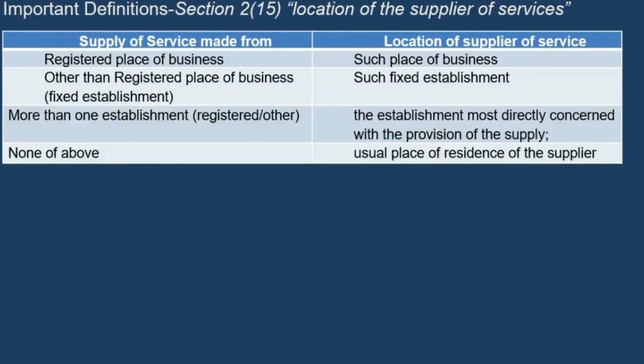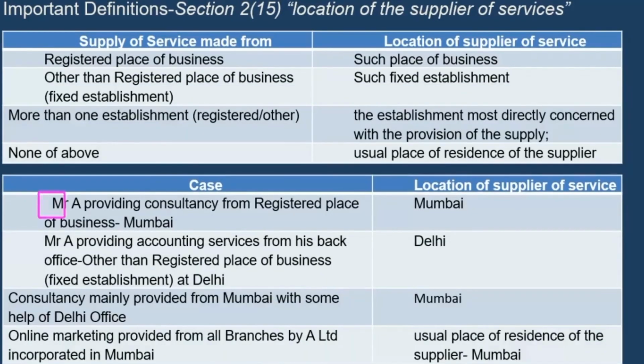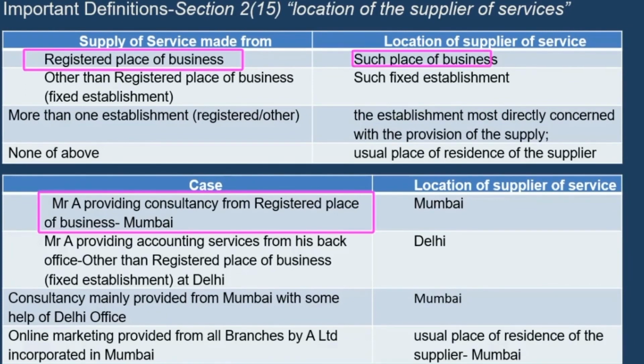Let us take one example. Mr. A is providing consultancy services from his registered place of business, which is in Mumbai. So this is falling in the first category. If services are supplied from registered place of business, such place of business will be the location of supplier of service. So Mumbai is the location of that supplier. The location of A will be Mumbai. Very simple, quite logical.